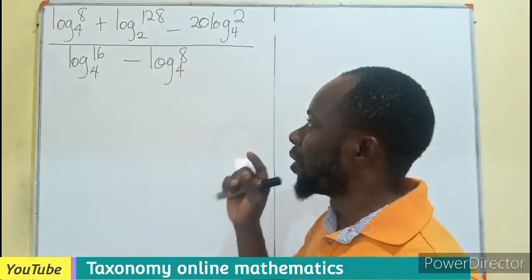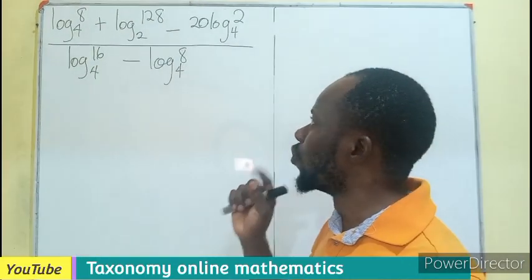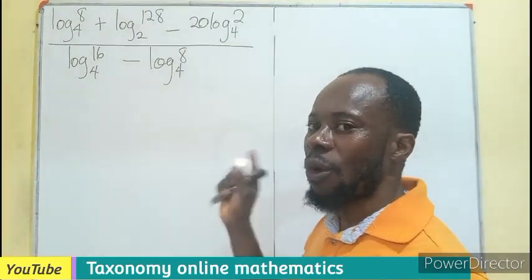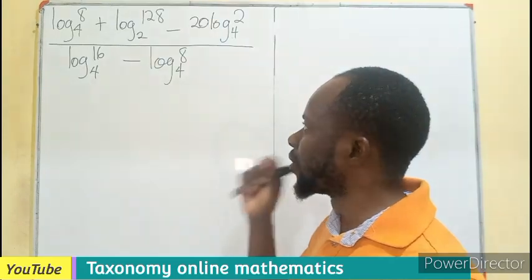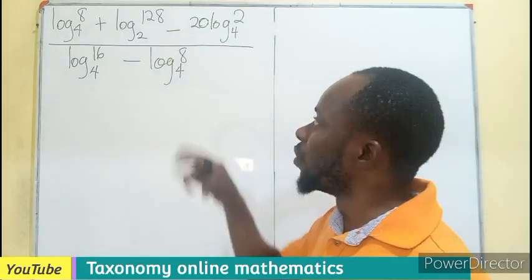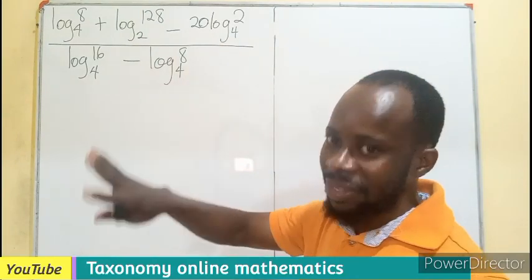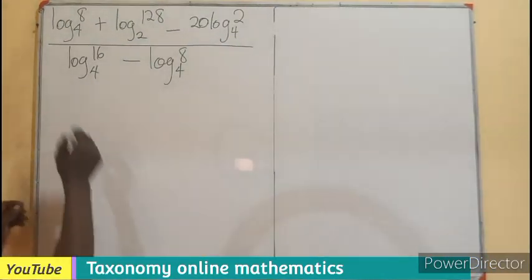So we have log 8 base 4 plus log 128 base 2 minus 20 log 2 base 4, all divided by log 16 base 4 minus log 8 base 4. You can see the numerator consists of two different bases. So let's see how we can manipulate this.